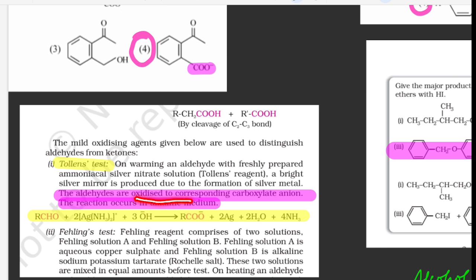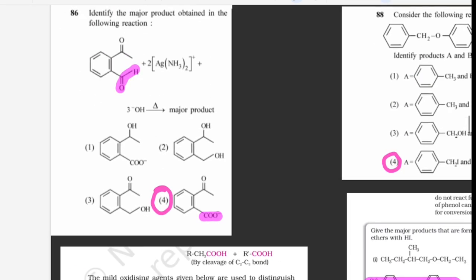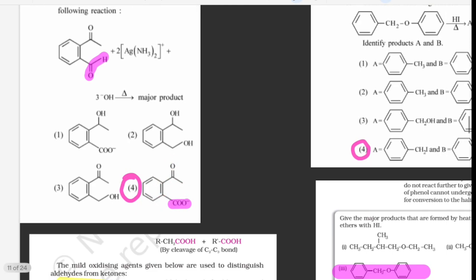aldehydes are oxidized to corresponding carboxylate anion. Aldehyde will be converted to carboxylate anion. So here you can see this is the aldehyde group and this is the keto group. So don't touch the keto group. Only the aldehyde group we are converting to carboxylate anion. So you can see carboxylate anion is present in these two. So answer will be any one from here. So here ketone you should not touch. So keto group is present here. So this will be the correct option.